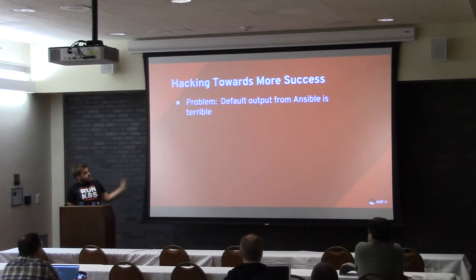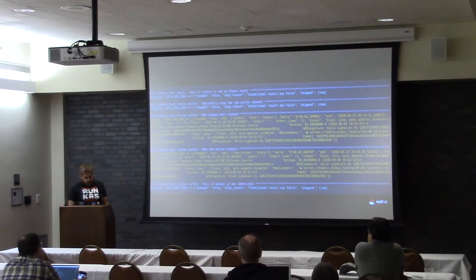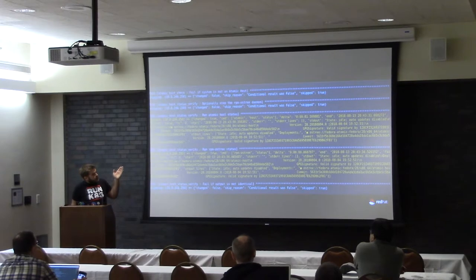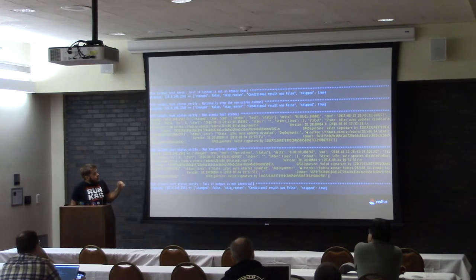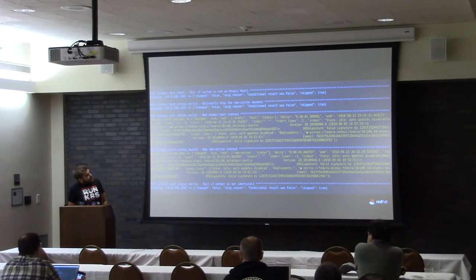So this is the slide I wanted. This is the part I wanted to show you. This default output from Ansible is awful. Here I've run a command on the atomic host: atomic host status. When you run it as a user, it gives you a nice pretty output of the state of the system in terms of the version you're running and the commit ID. But right now, if you try to parse that, you'd be pulling your hair out because it's a mess.